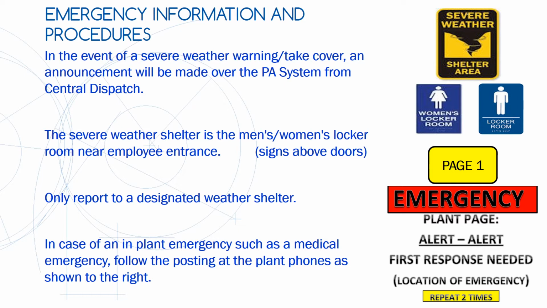In case of an in-plant emergency, such as a medical emergency, follow the posting at the plant phones as shown to the right. There is a posting at every phone on the shop floor. Pick up the handset, press the page 1 button. Page alert, alert, first response is needed, and then the location of your emergency. Repeat this continuously until you are notified to stop.